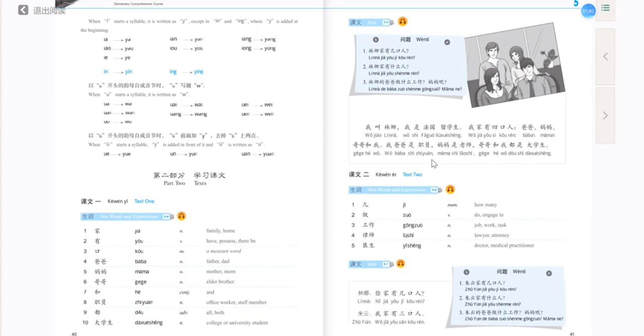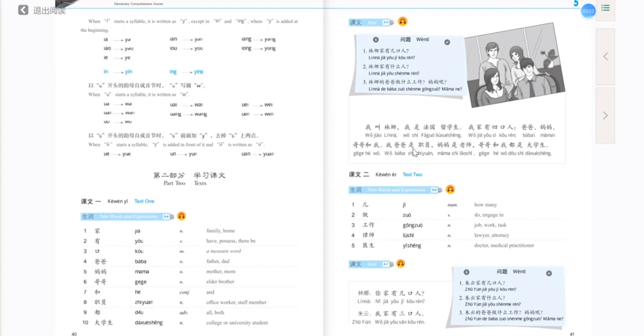So now I think you can make an introduction to your family. There's a very basic function item, called introducing one's family. The most basic and common structure is 我家有 plus a certain number of 口人. For example in text 1, 我家有4口人, and then you can introduce who they are: 爸爸妈妈, 哥哥和我. Then you can introduce your father's and your mother's jobs.